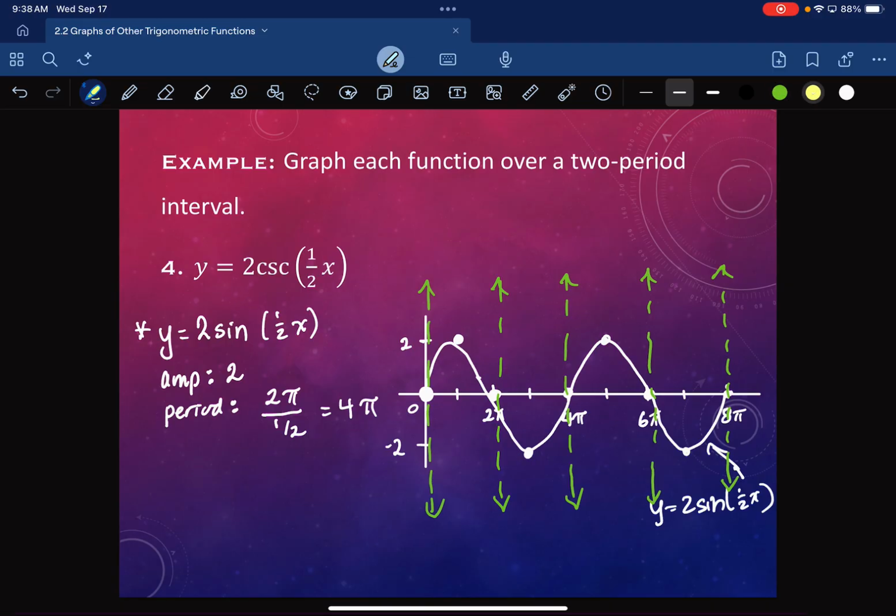And then we are going to draw the branches. So all of our maximums and minimums create the location that's sort of like a peak or a valley for our branches. Looks like this. And then these yellow ones are actually the graph of y equals cosecant of 1/2 x.